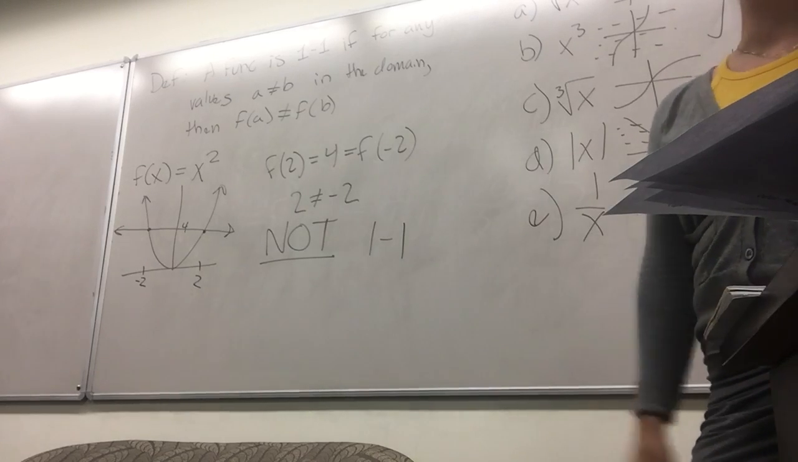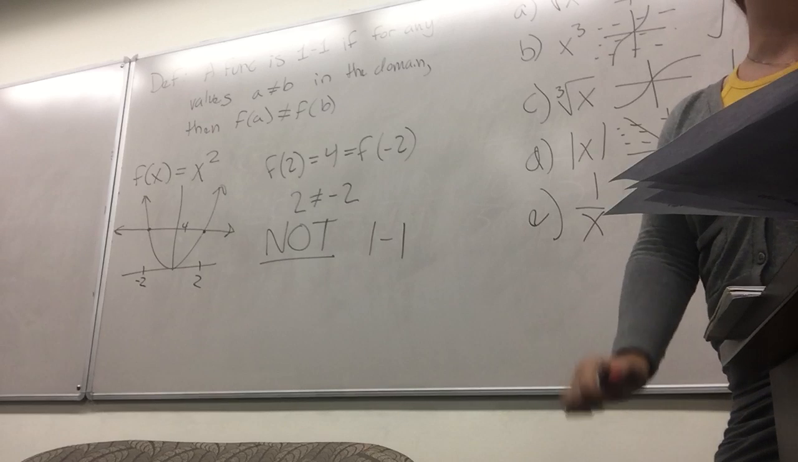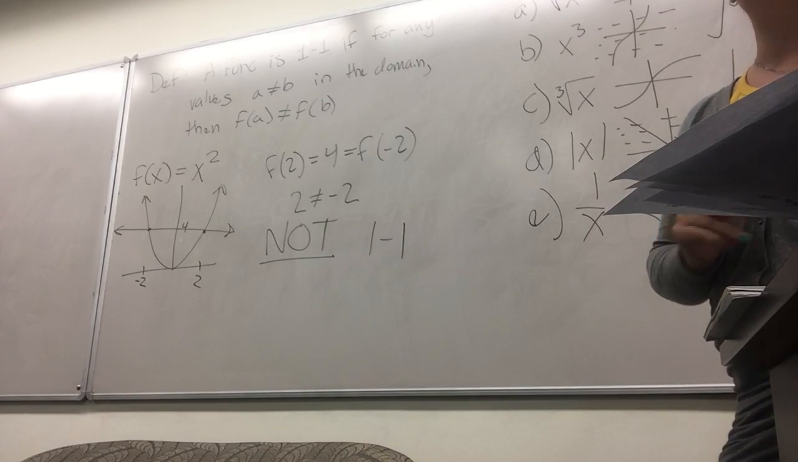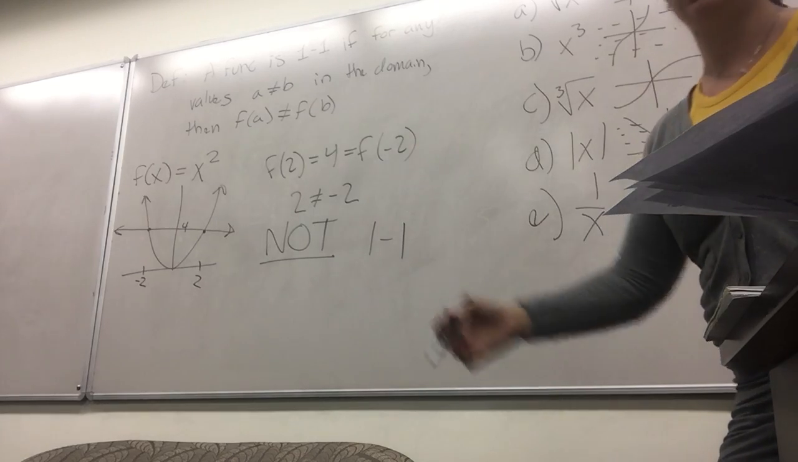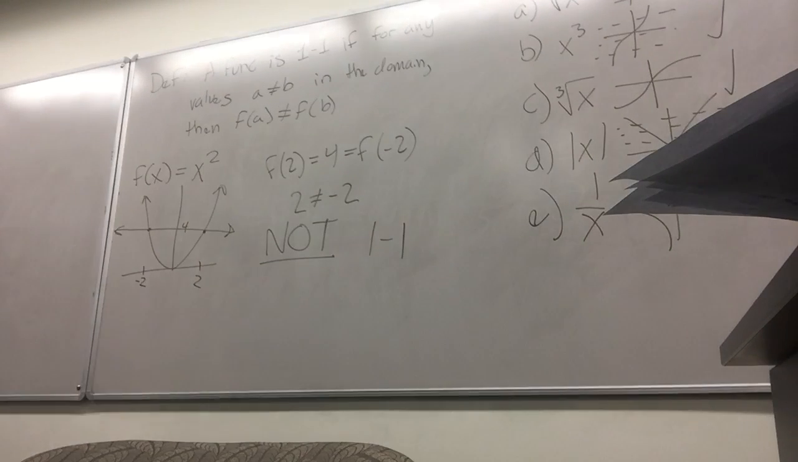So why do we care about this though? What does one-to-one do for us? One-to-one tells us whether or not a function has an inverse. An inverse specifically that is a function. Okay? So, we have another definition.